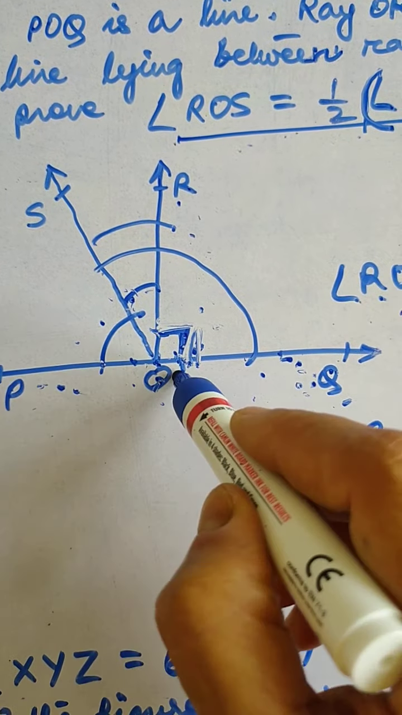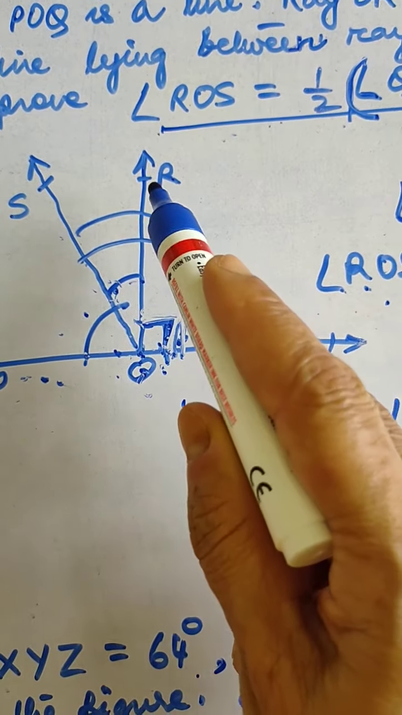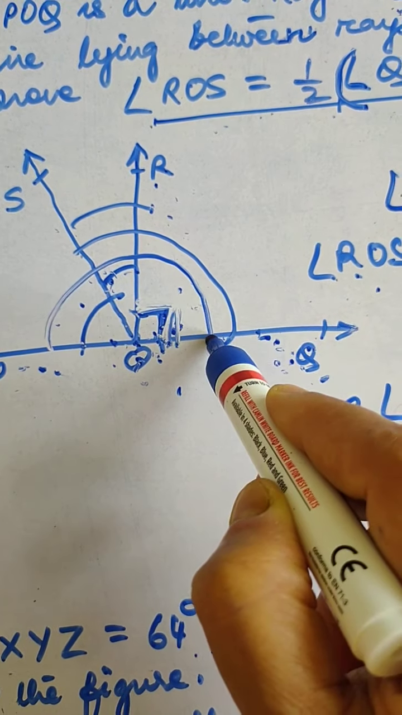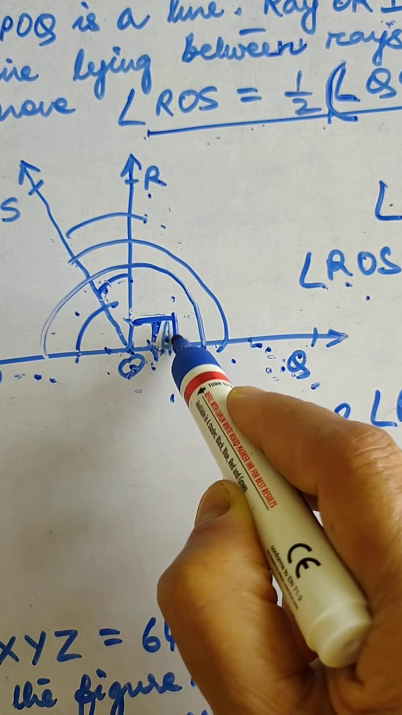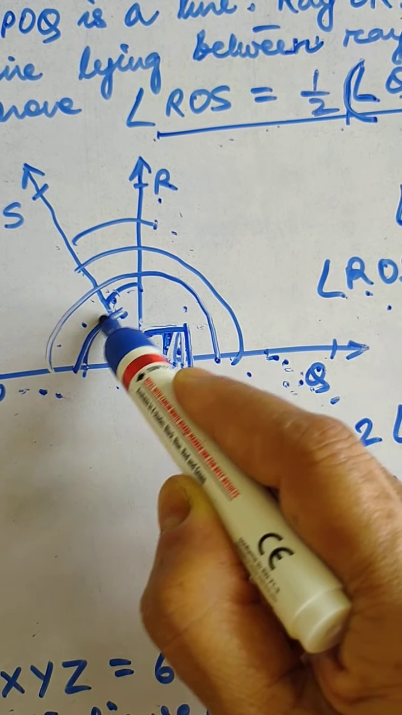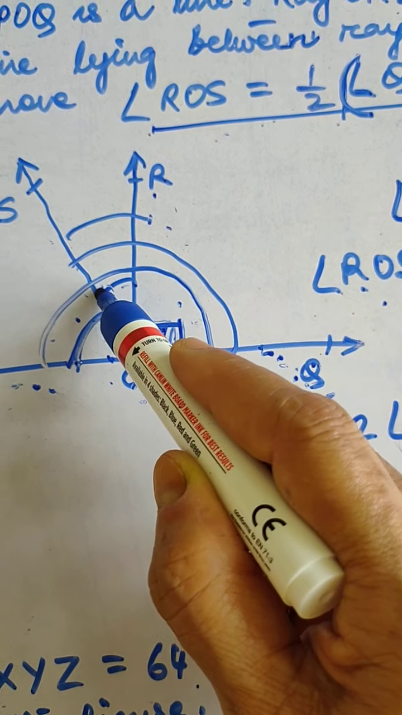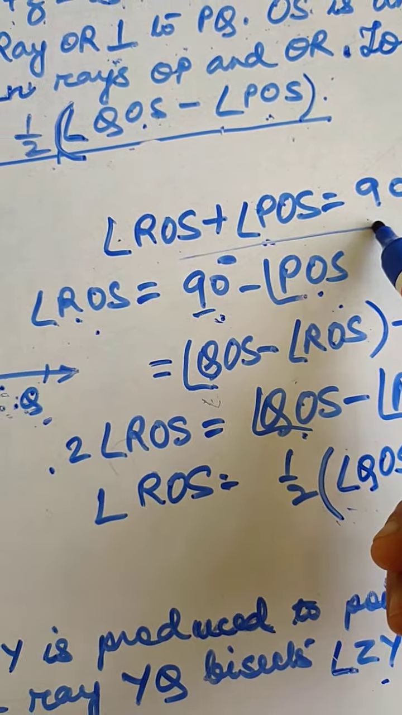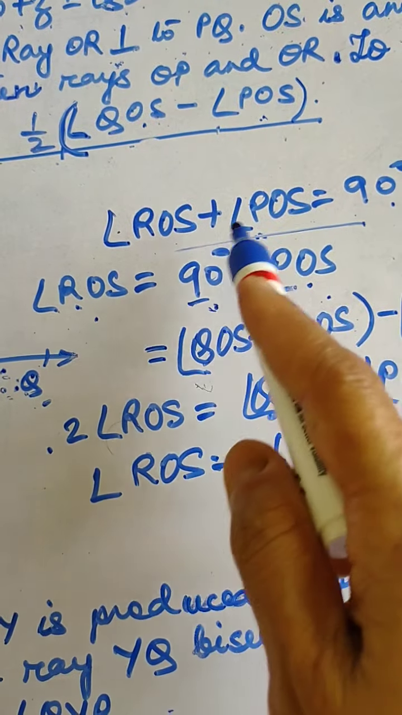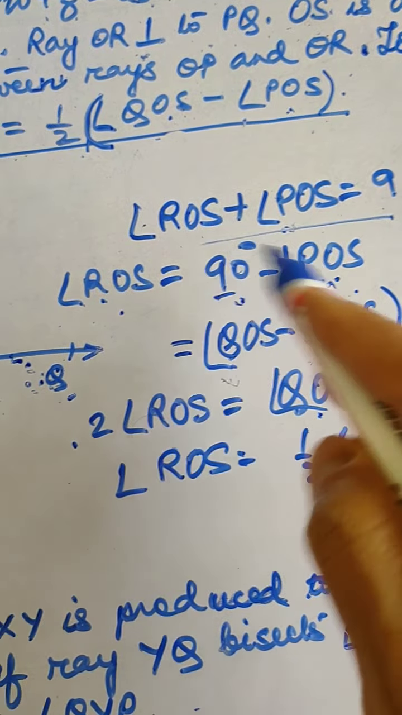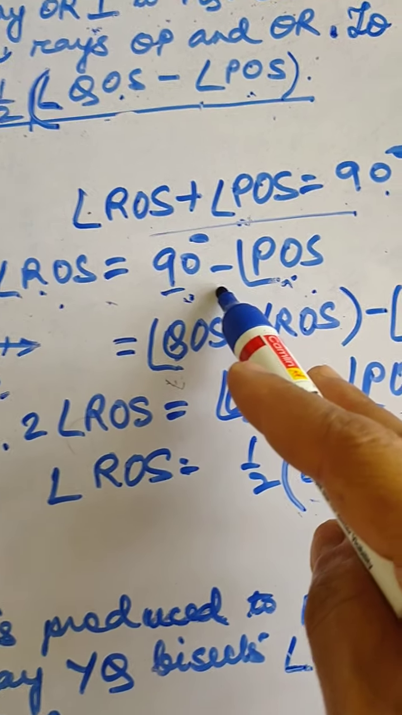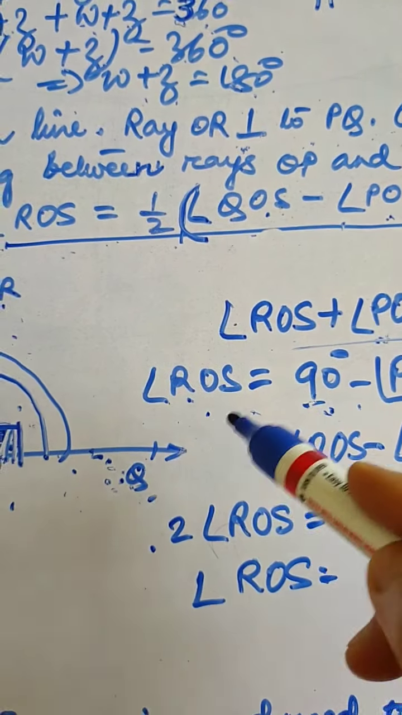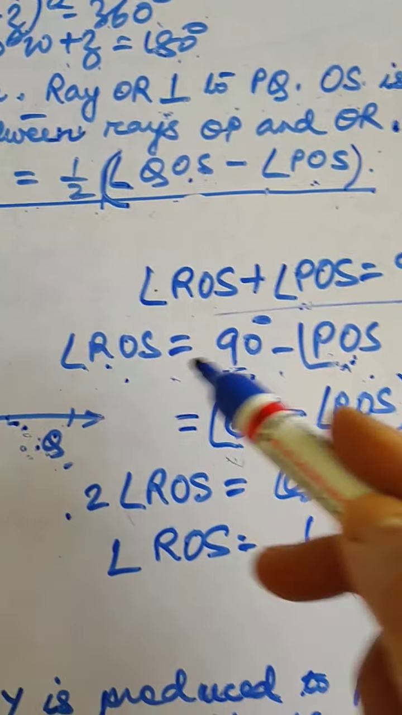Since here angle POS plus angle SOR plus angle ROQ altogether gives you 180 degrees. This angle is already 90 degrees. So this angle, that is POS angle plus ROS angle, will give you 90 degrees. So we wrote the relation here. Now we are shifting angle POS to that side, so that gives you angle ROS equal to 90 degrees minus POS. Now what is needed in the proof? ROS equal to POS is there, so we got POS.